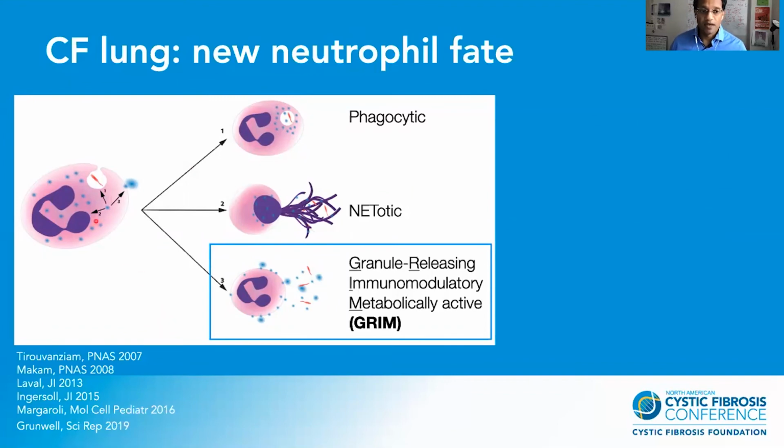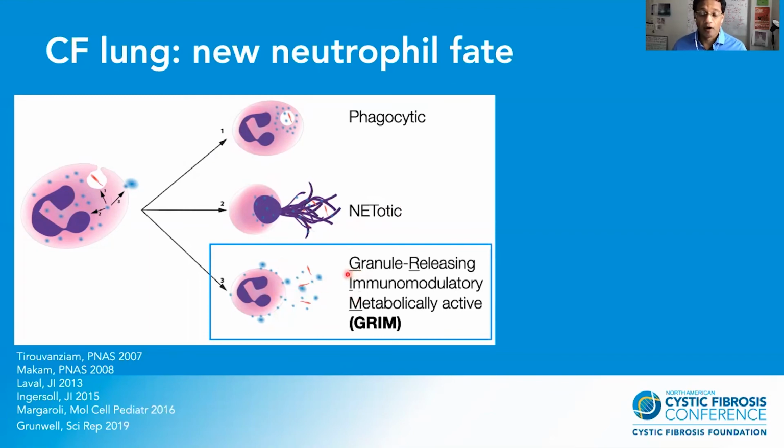In fact, the CF lung was showing the presence of a fate of neutrophils that hadn't been described before, which was not the typical fate where bacteria are taken in and killed in the phagosome, the phagocytic fate, or one where neutrophils release their DNA explosively to make extracellular scaffolds that can trap bacteria. This is the netotic fate. But we found a fate where the primary granules that contain elastase and myeloperoxidase are actively exocytosed. So they're put to the surface and they open up and the elastase and myeloperoxidase are released into the lumen.